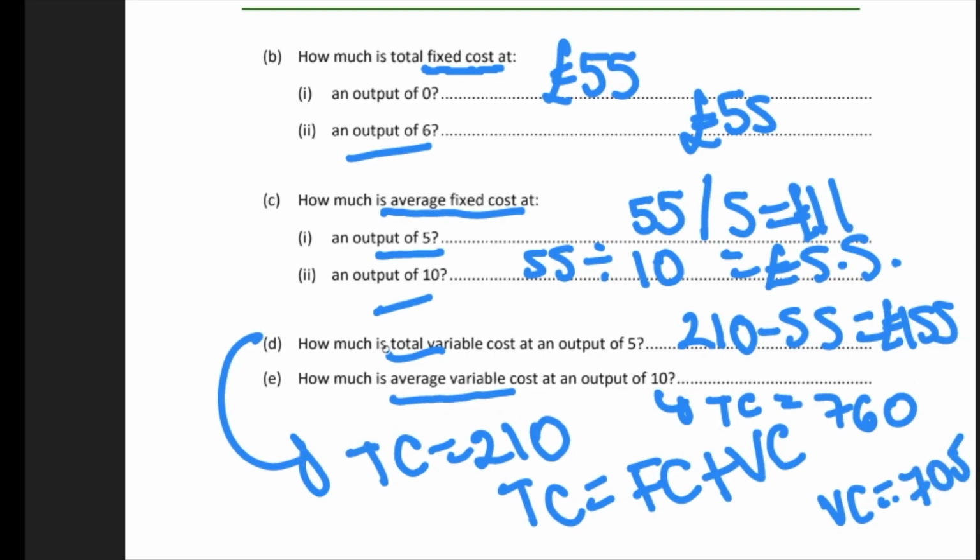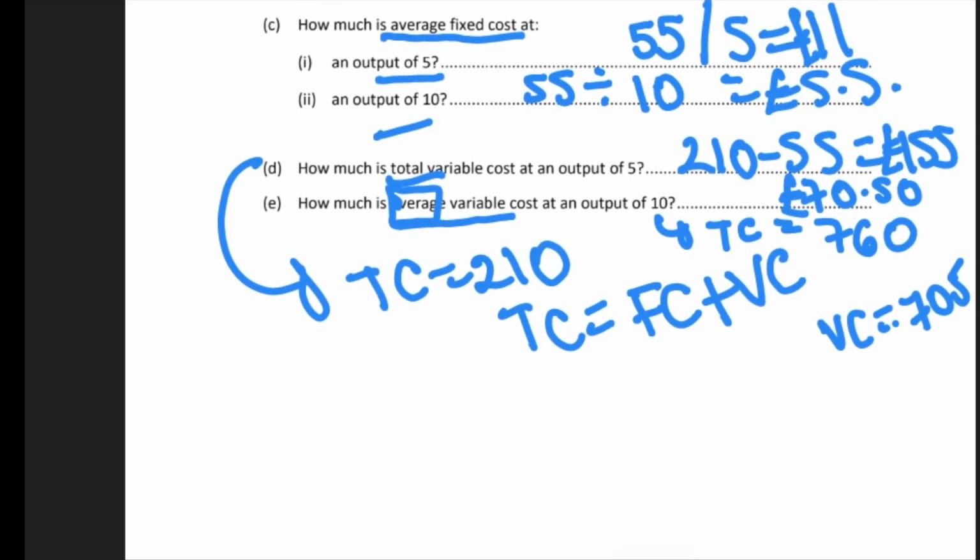Now we just need to bring in this average word. So average is dividing by how many there are. How many does the question say we're making? Yeah, perfect, divide by 10, lovely. So if you do 705 divided by 10, you should get £70.50 for that. Lovely. So hopefully that makes sense. If not, then please do drop me an email and I'll happily spend more time explaining that.